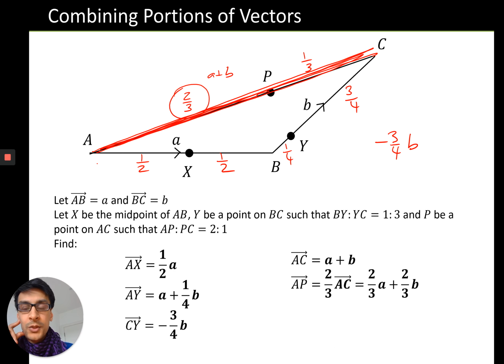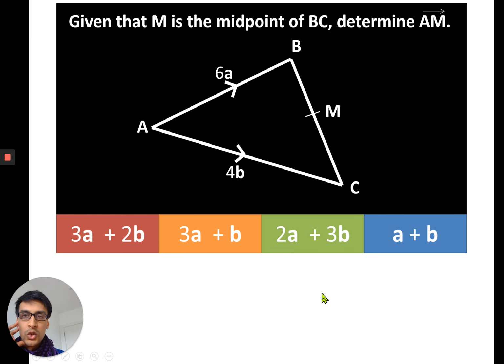Now we're going to combine this with a slightly trickier question. Given that M is the midpoint of BC, determine AM. So we're going to go from A to M. Okay, pause the video.